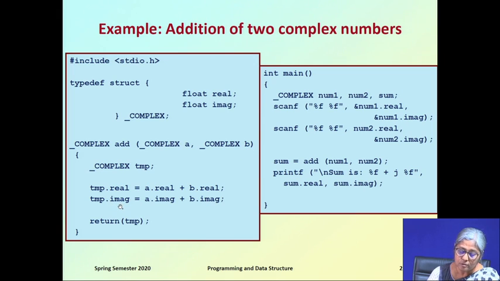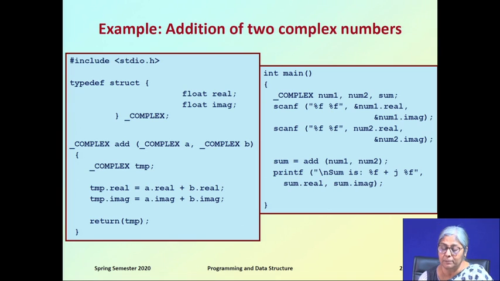So, now temp is a complex, and it has two parts, real and imaginary. So, return temp. Now, we return it thus. temp is a structure, and we return this temp in this way.